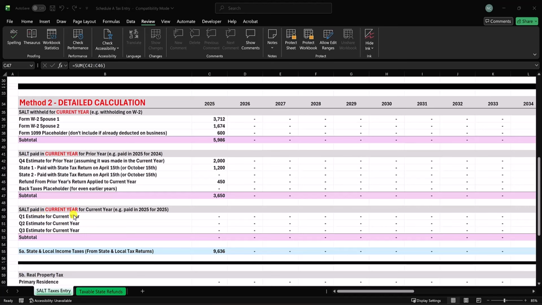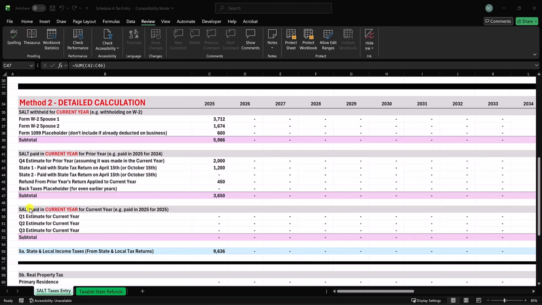All right, and then the last category for this section is going to be state and local taxes that you paid in the current year for the current year. For example, you paid them in 2025 and they are for 2025. The most common example of those would be your Q1 through Q3 estimated state tax payments. Again, we are assuming that your state follows the federal schedule for when estimated tax payments are due. However, even if your state does not follow that schedule exactly, you can just substitute these descriptions for whenever the estimates for your state are due.